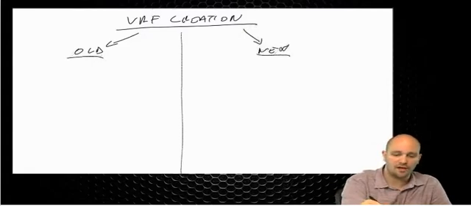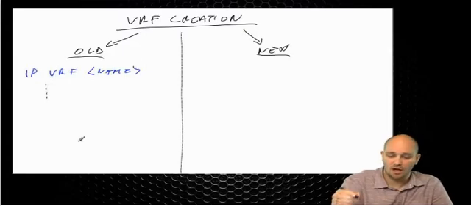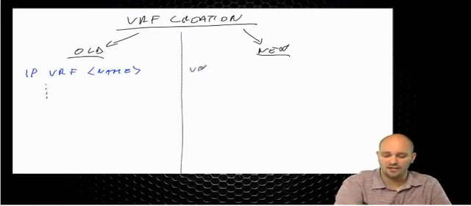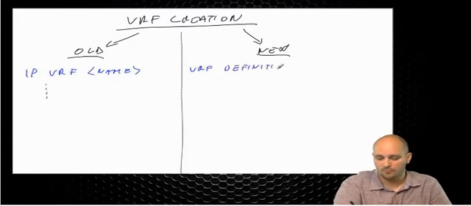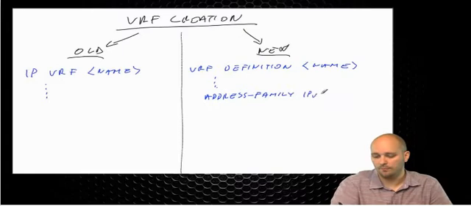The old way of creating it is ip vrf, then you specify the name, and then you specify some parameters here. The new way of creating VRFs is using vrf definition, and then you specify the name. And here you can have some commands, and then you have address-family ipv4, and then you specify some parameters here.